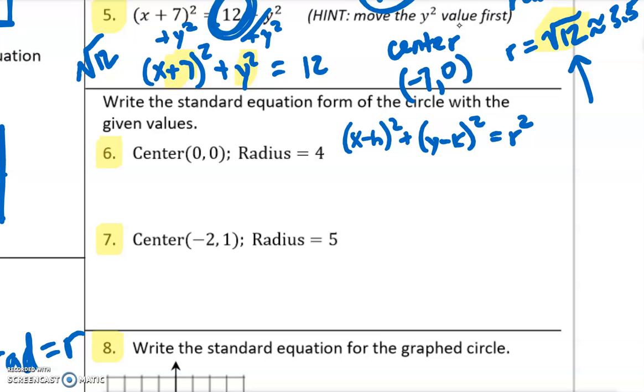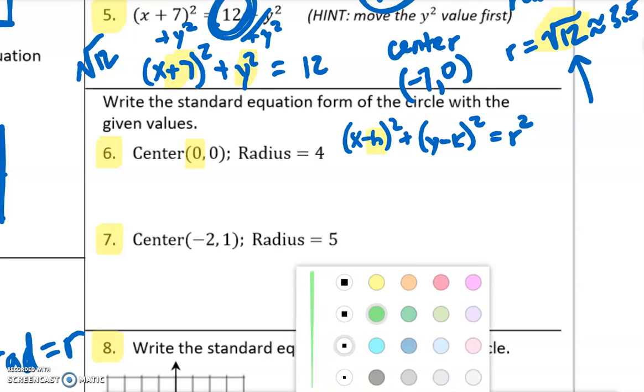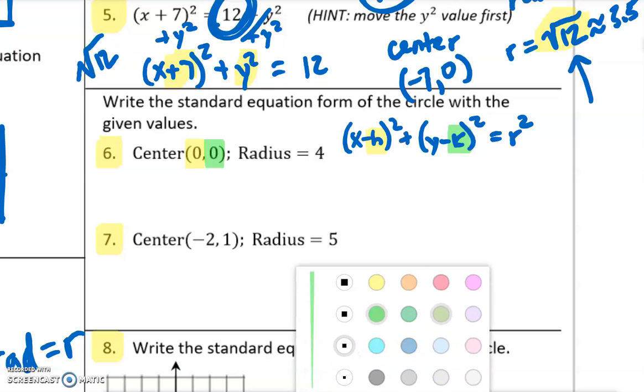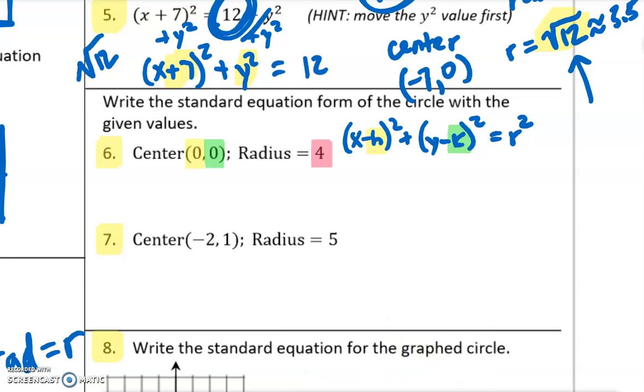So it looks like we're just going to plug in some values, right? h is 0, we'll plug that in for h. k is another 0, we'll plug that in there. And finally, the radius, 4. We're going to plug that into the equation and let's just see what we get. So we have (x minus 0) squared plus (y minus 0) squared equals 4 squared.